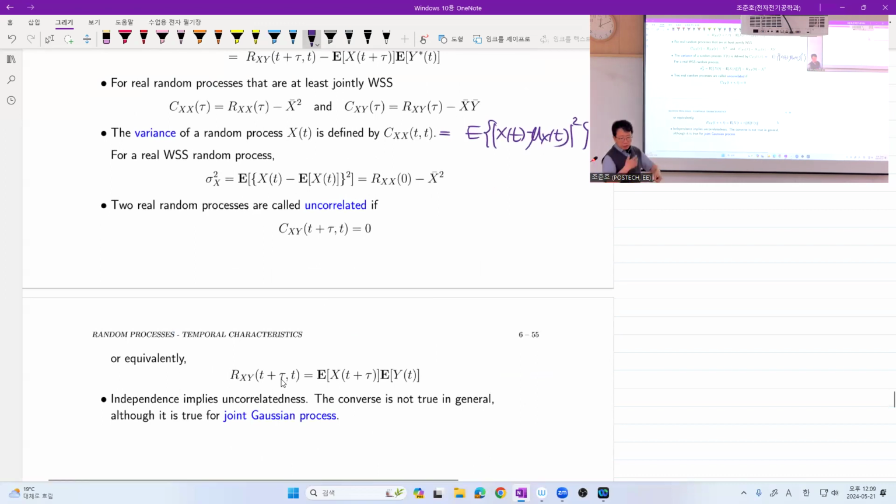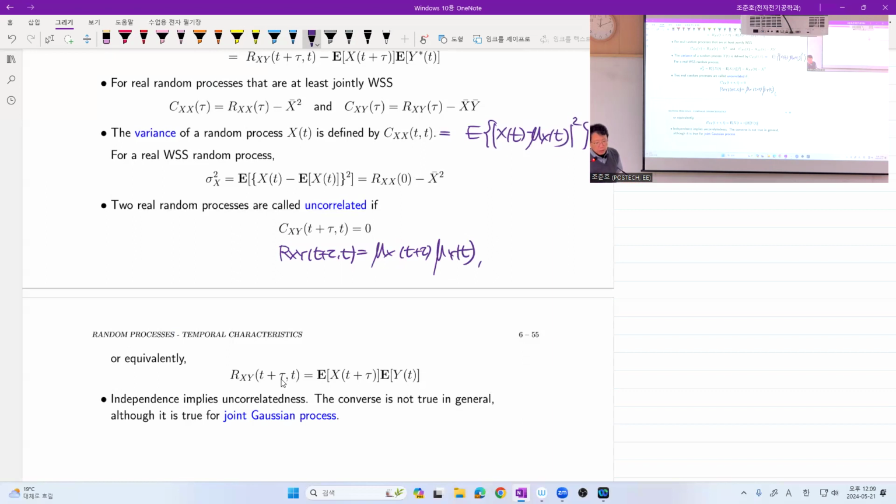And again, as I already told you, two real random processes are called uncorrelated if the cross-correlation function equals 0 for all t and tau, or the correlation function equals mu x of t times mu y of t plus tau. Okay, for the real case. If they are wide-sense stationary, you can further replace these functions of t with constants.